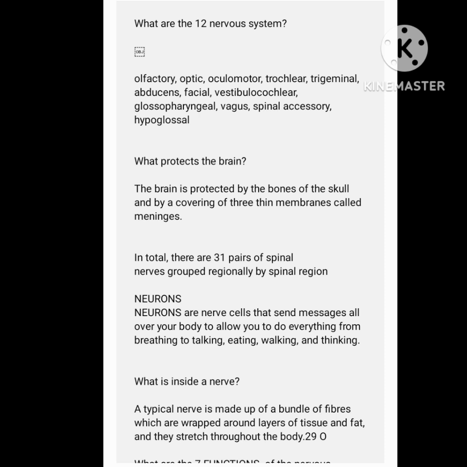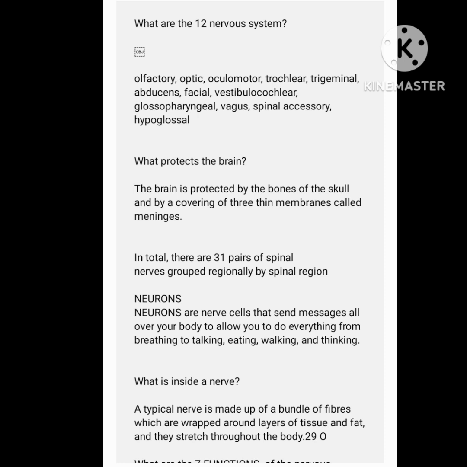Now, if we look at the brain, we must be amazed at what protects our brain. It is protected by a thick calvarium or the bones of the skull and by a covering of three thin membranes called meninges. In total, there are about 31 pairs of spinal nerves which are grouped regionally by the spinal region. And the smallest structural unit of the nervous system is the neuron.